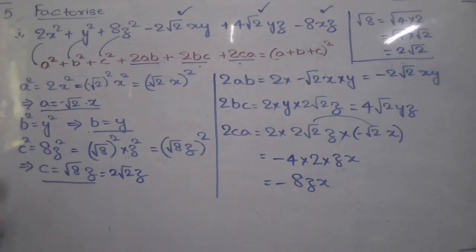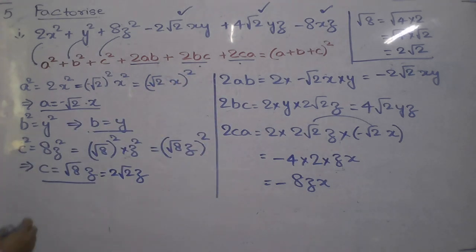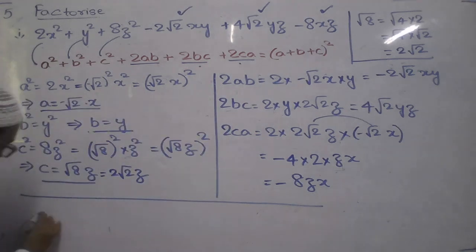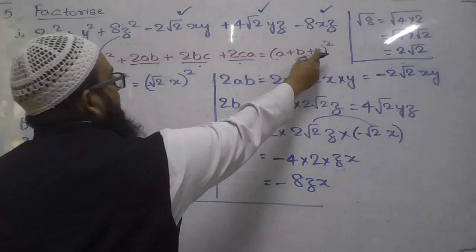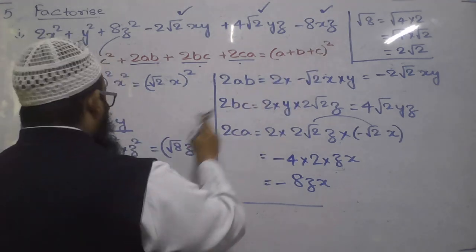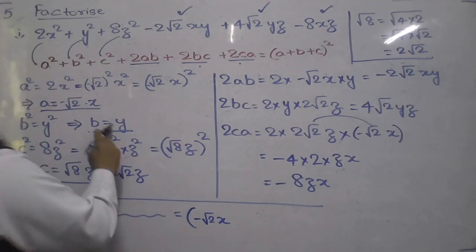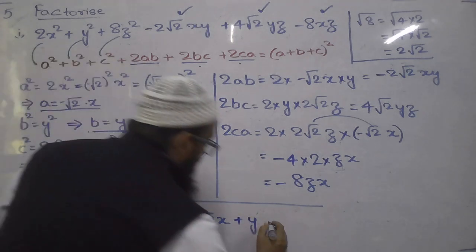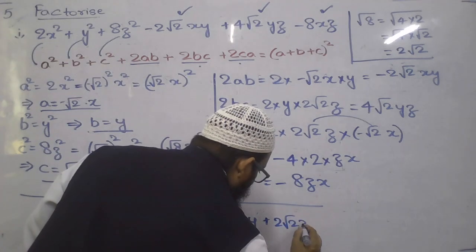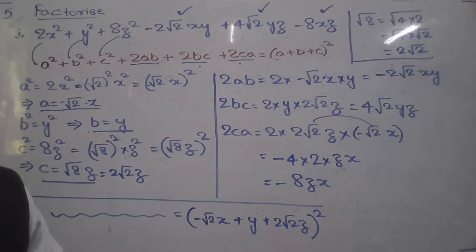So now once we got ABC, then we have checked the middle terms, and since they are satisfied, therefore the given expression can be written as a plus b plus c whole square. What is a plus b? What is a? Sorry, minus root 2x. Then what is b? Plus y. What is c? Plus 2 root 2z whole square. Understood, my dear students? This is how we factorize it.